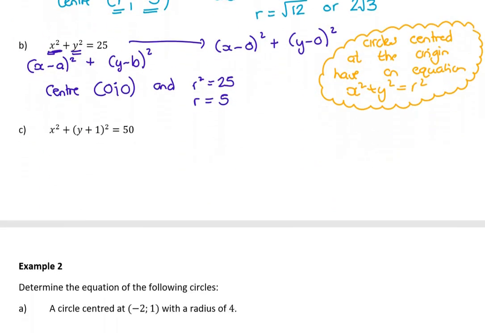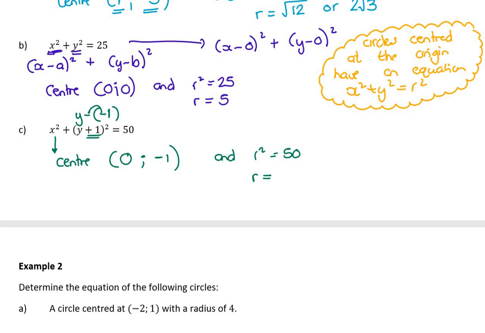Right, moving on. Question C, you'll notice that there's nothing attached to the x. So the center is going to be at 0, something. And again, this is a positive, so this will have to be y minus the center of the circle's y value. So this is going to have to be negative 1 to make the plus 1 work. So my circle center is at 0, negative 1. My radius squared is equal to 50. So I square root, and my calculator tells me in simplest surd form, it's 5 root 2.